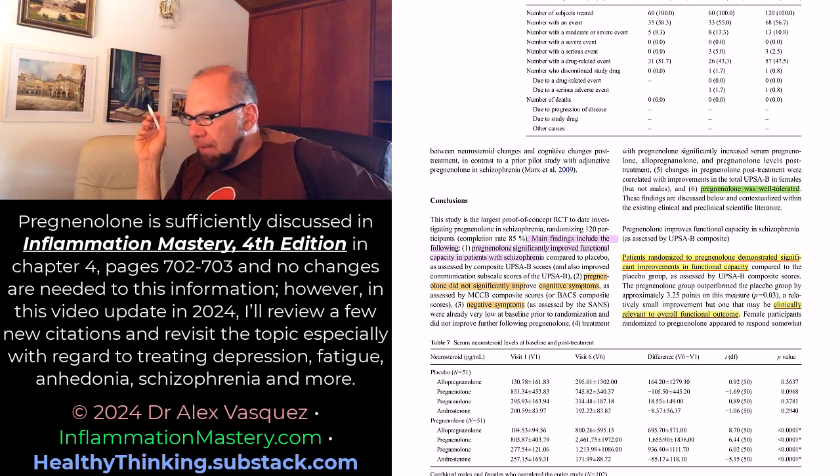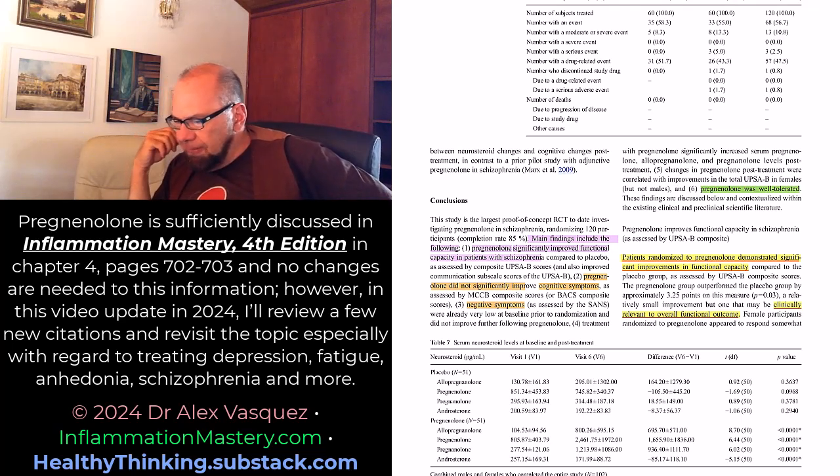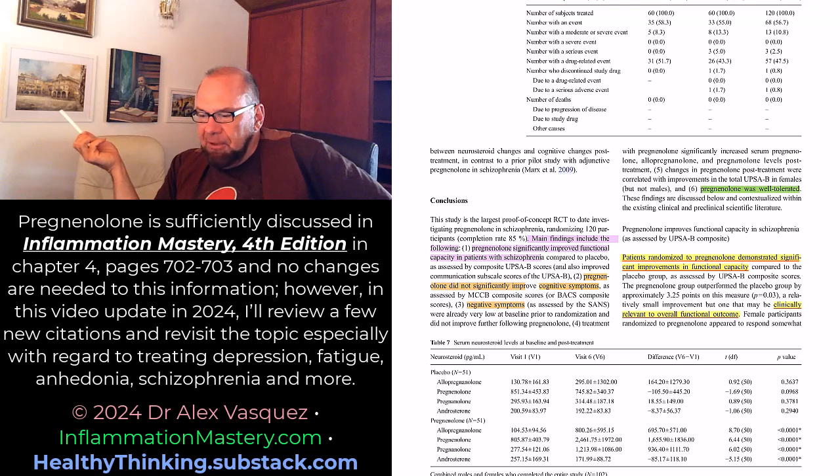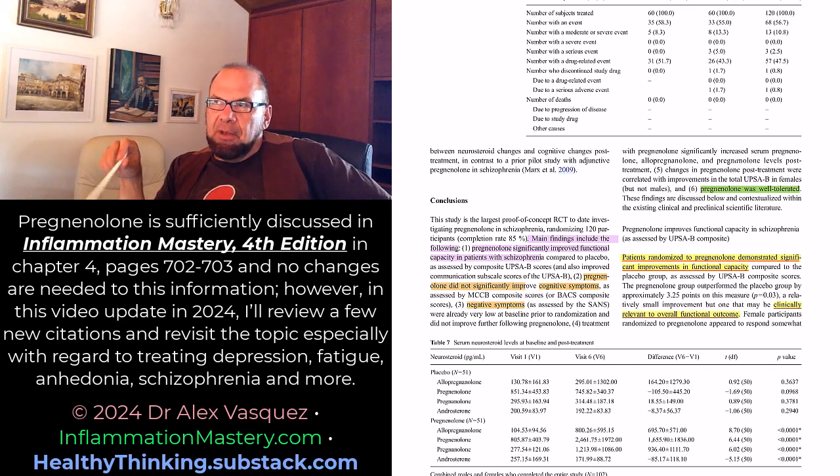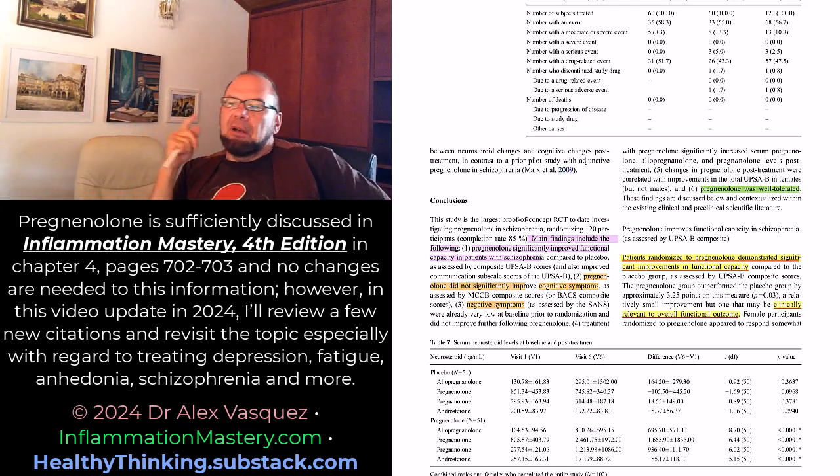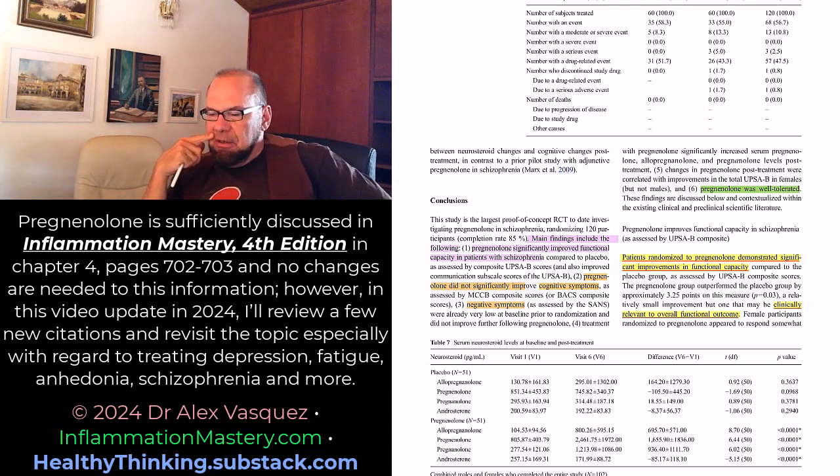Conclusions of this study. Main findings include the following. Pregnenolone significantly improved functional capacity in patients with schizophrenia. I mean, that's pretty beautiful. You have to also think about this treatment previously shown to be safe, and again here shown to be safe. You're talking about a few bucks, a few dollars per month here.